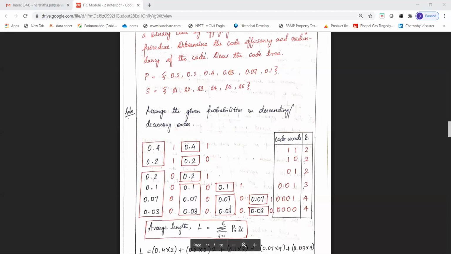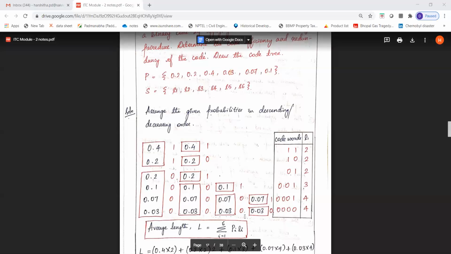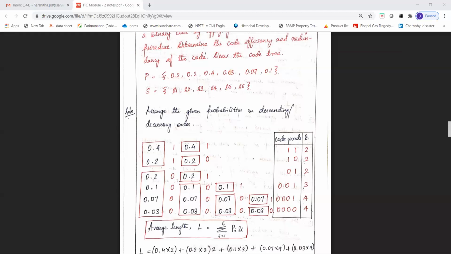Since there are only two elements, the first element will form subgroup 1, and the second element will form subgroup 2. So for these 0.07 and 0.03, subgroups 1 and 2, I'm assigning 1 and 0 respectively. After this, I'll write a tabular column with two columns. First column is code words, second column is length.